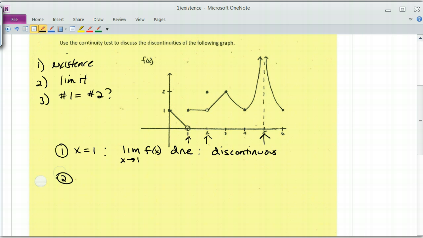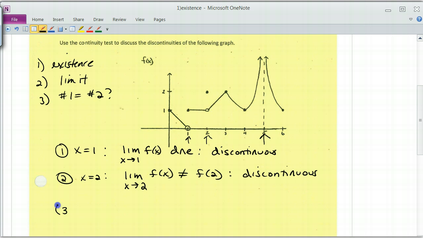All right, let's look at the second point, at x equals 2. Does f of 2 exist? Yes, it does. f of 2 is equal to 2. Does the limit exist? Yes. The limit as x goes to 2 is 1. Does f of 2 equal the limit? No. The limit as x goes to 2 of f of x does not equal f of 2. So therefore, discontinuous. So you only have to write down what's causing it to not be continuous.